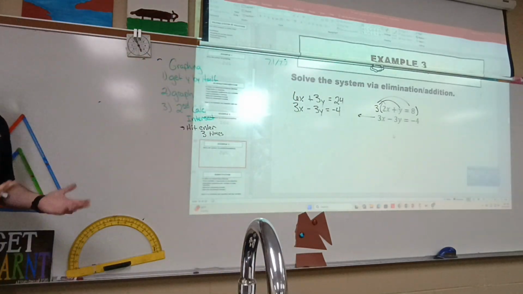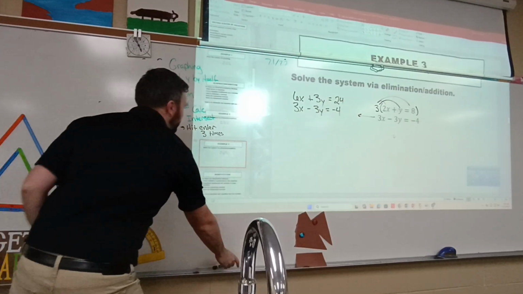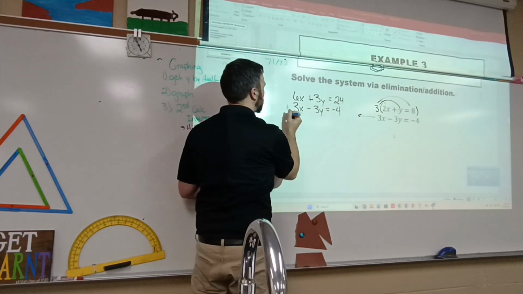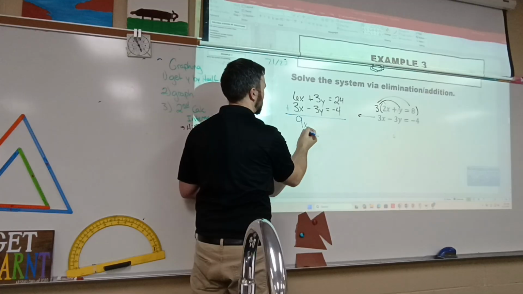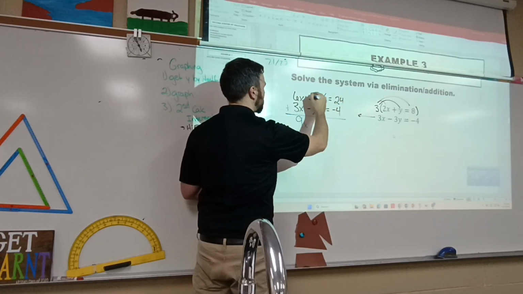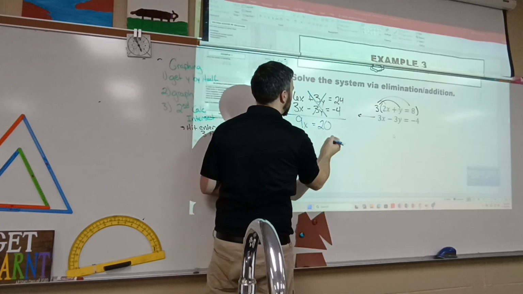Now I have an equation like this. I have 2 equations. If I add these equations to each other, will I get rid of a variable? Yeah. So now when I add these 2 equations together, I get a 9x. What happens to these y's? They go away like my hopes and dreams. All right, equals 20.